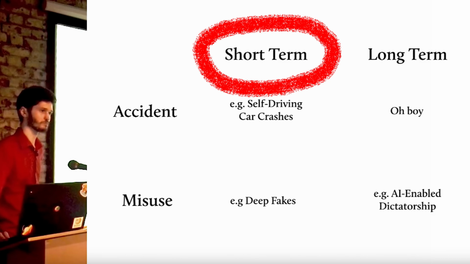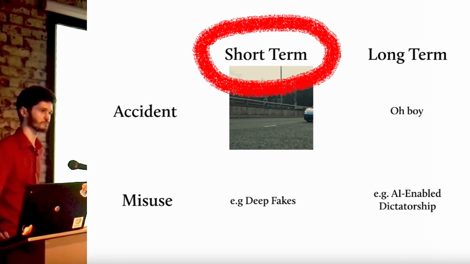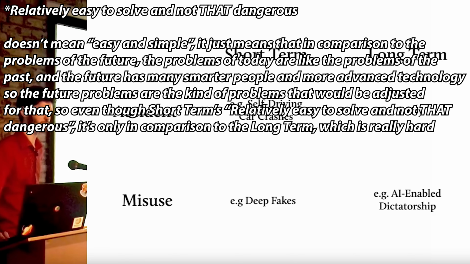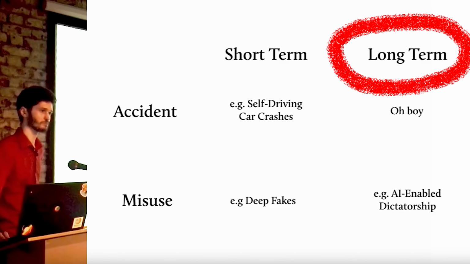Now, when it comes to short-term things, you have stuff like deepfakes, which is obviously the misuse, or stuff like self-driving car crashes. But short-term is relatively easy to solve and not that dangerous. The really dangerous one is the long-term.